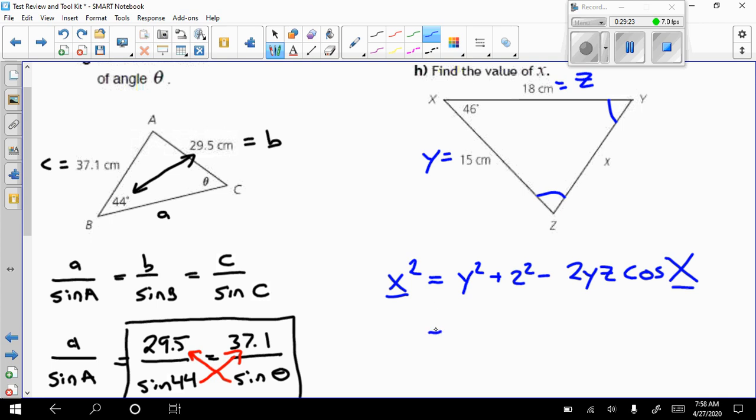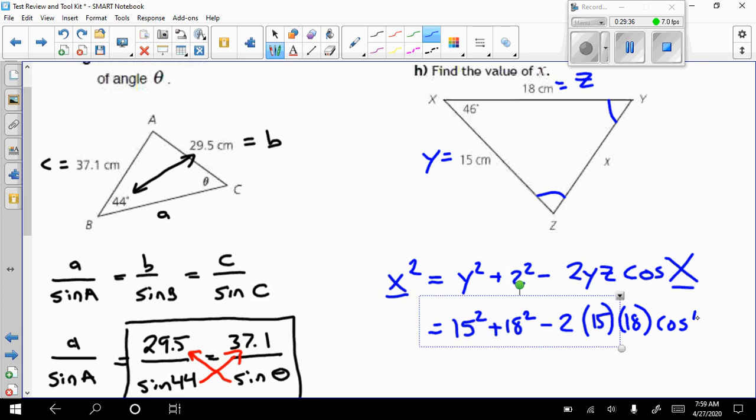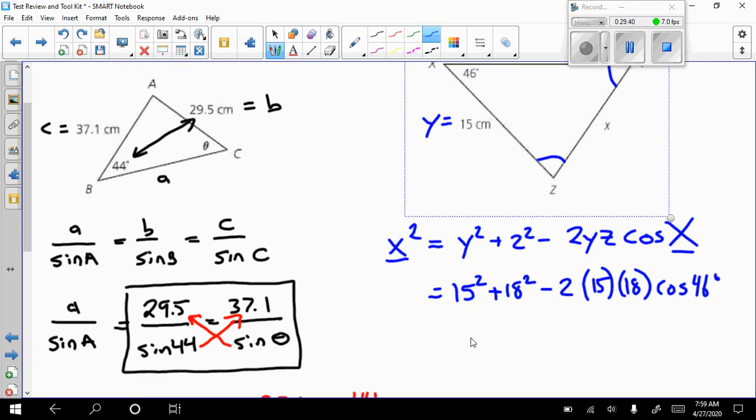All right, so here we go. Let's plug our numbers in. 15 squared plus 18 squared minus 2 times 15 times 18 cos of 46 degrees. Okay, so here we go. I'm going to do this gradually.